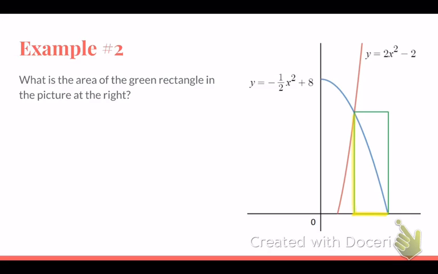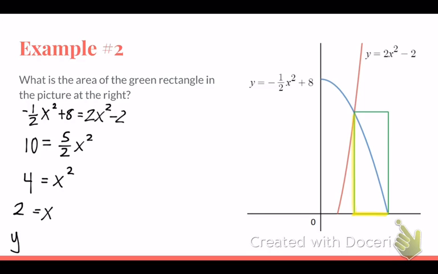So we said that we need to find the point of intersection that's right here. So that's what I did first: I set these two equations equal to each other and solved for x, and I got x equals 2. Plugged it back in to find the y coordinate and got y equals 6. All right, so this is the point (2, 6). Raise your hand if you got that. Beautiful.